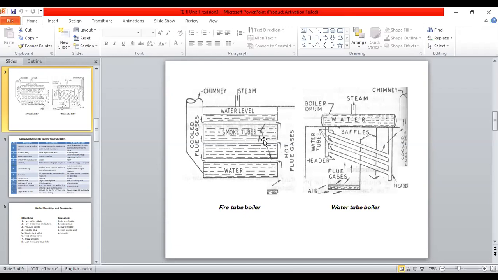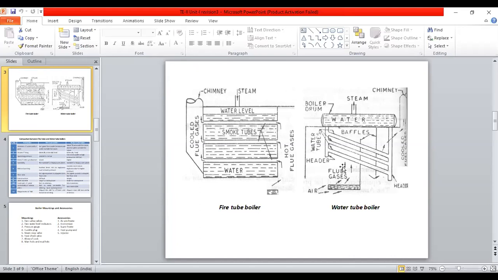The products of combustion leaving the furnace are passed through the tubes, which are arranged within the water space. The heat energy of the flue gas is transferred to water, which is converted into steam. The spent gases are then discharged to the atmosphere through the chimney. Examples of fire tube boilers are the locomotive boiler, Lancashire boiler, and Cochran boiler, etc.